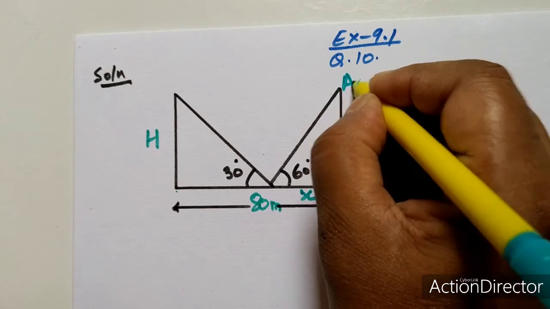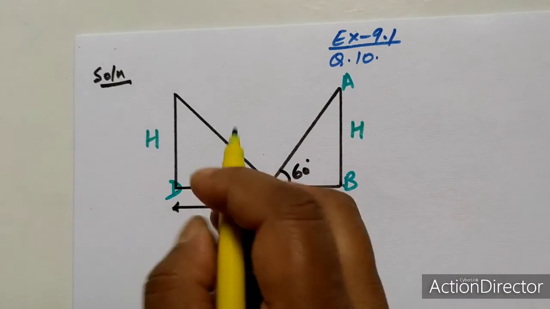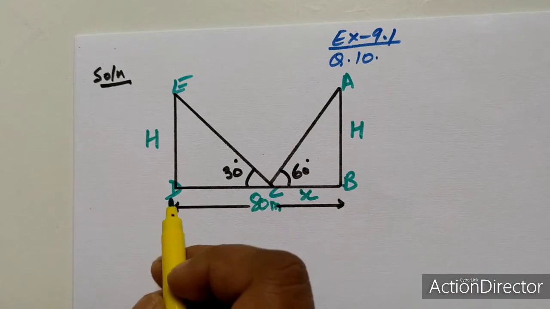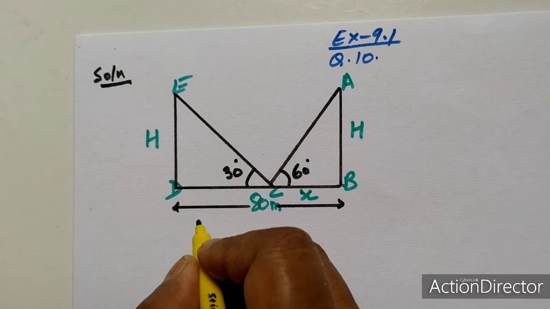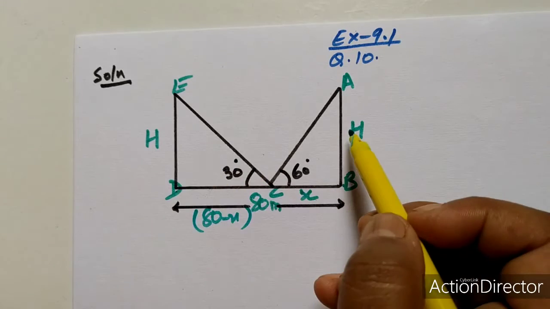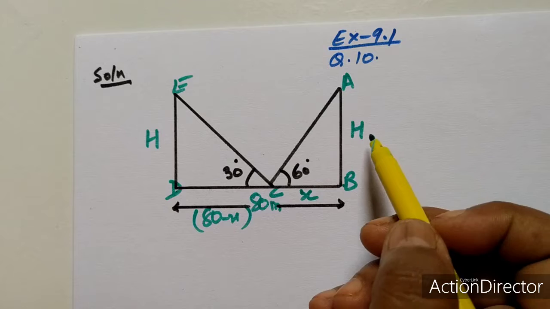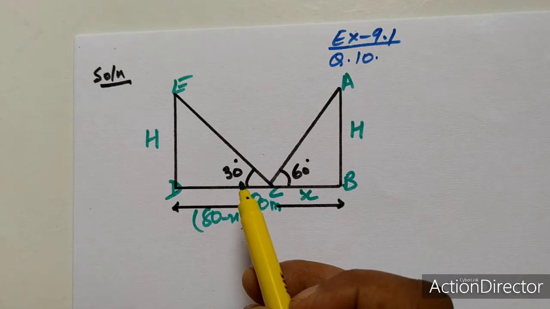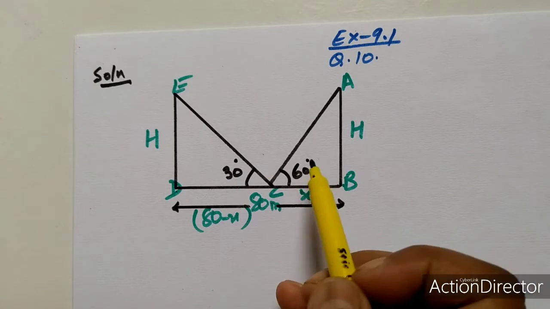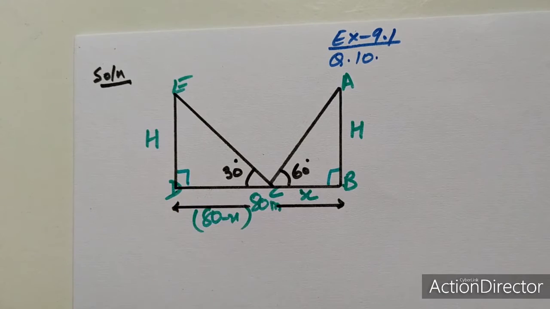I am going to label it as A, B, this point is C, this is D and this one is E. So let CB is x, so CD will be 80 minus x, remaining one. The height of these two poles we don't know, but they are equal, so we are going to measure it with h. Let it be h. The angles of elevation they have given as 60 degree as well as 30 degree. So for that we are going to take any one of the two right angle triangles. It is a right angle because the two poles stand vertically.